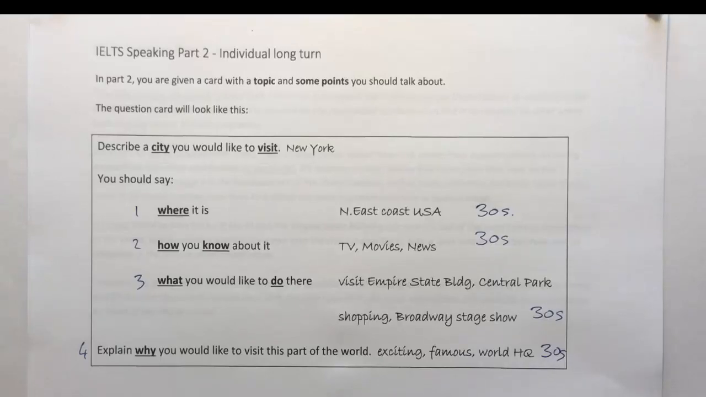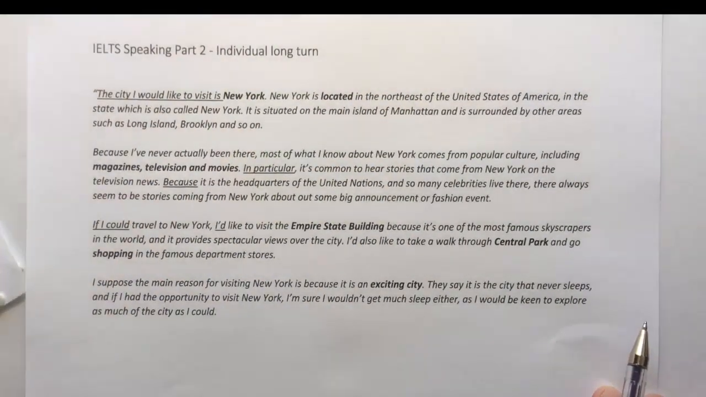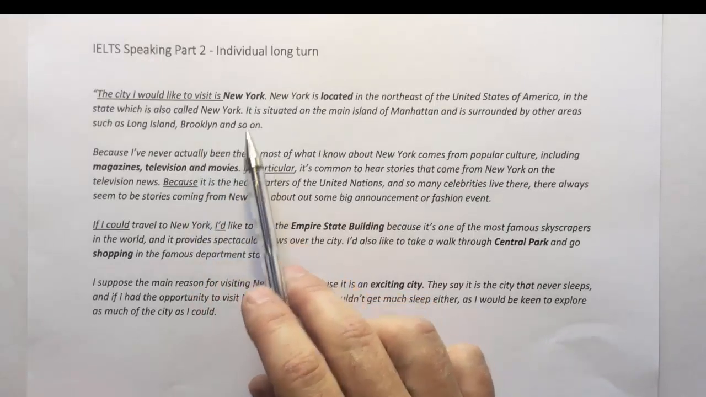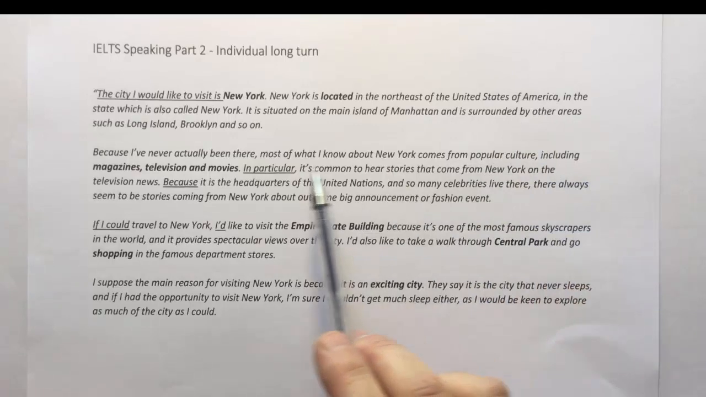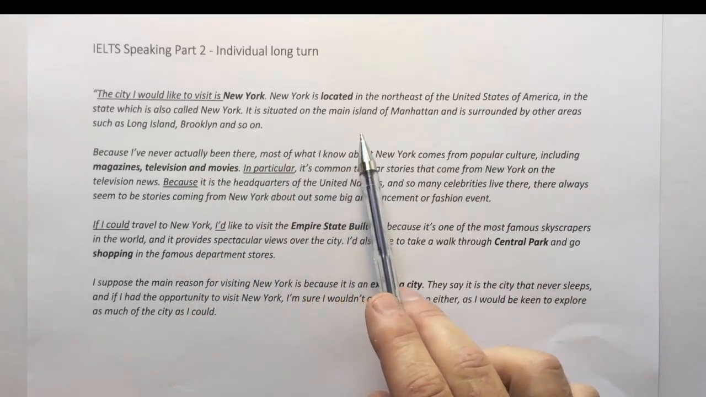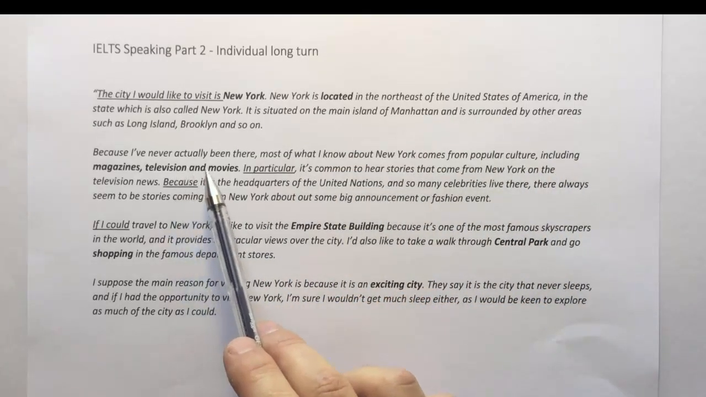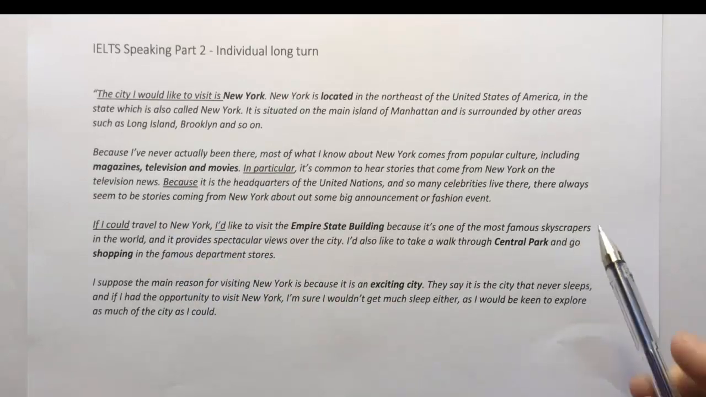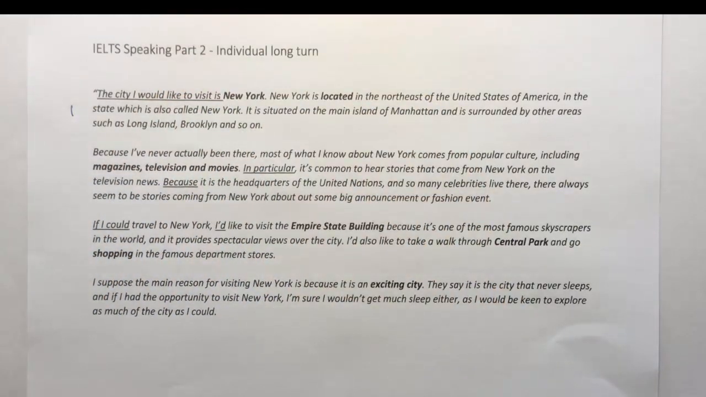All right, so let's have an example, look at the example that we have here. And here is the example answer. The city I would like to visit is New York. New York is located in the northeast of the United States of America, in the state which is also called New York. It is situated on the main island of Manhattan and is surrounded by other areas such as Long Island, Brooklyn, and so on. So again, that's the first part of the speaking prompt.